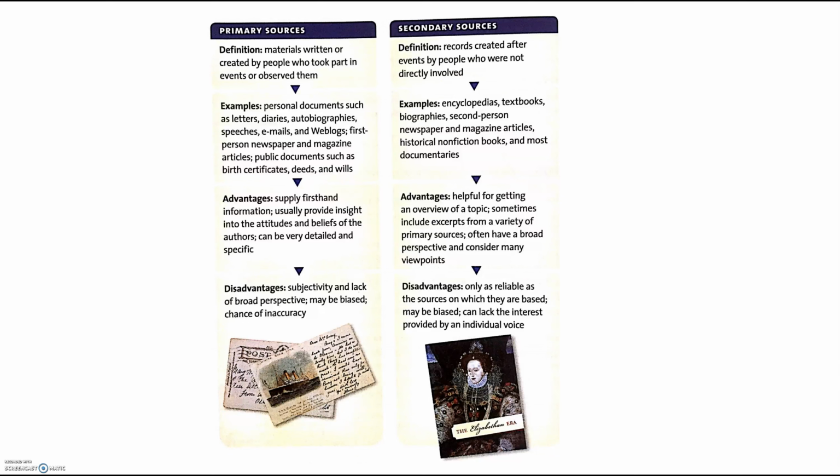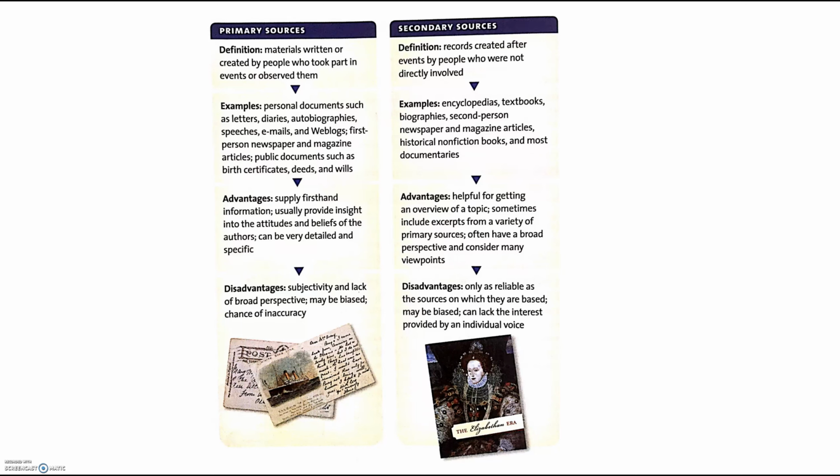All right, secondary sources. Secondary sources are records created after events by people who were not directly involved. So it'd be like if I wrote about a fight that happened at school, but I was sick that day, then that would be a secondary source. I might base what I write on primary sources and what I heard from my friends, but I didn't actually see it. Therefore, it can't be a primary source.